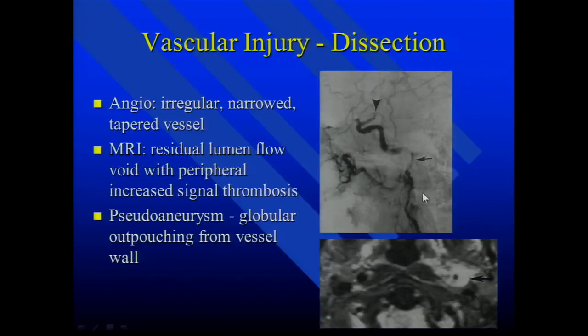So if I'm looking at angiography, vessels should always taper from big to small, nice and gradual. So here I see the lumen of the vessel being opacified. It's small, it's big, it's small, it's big.